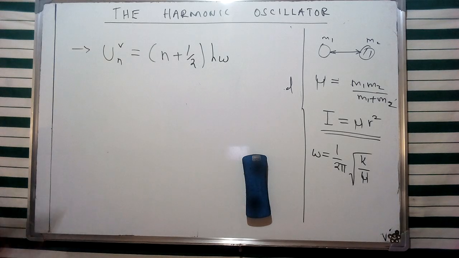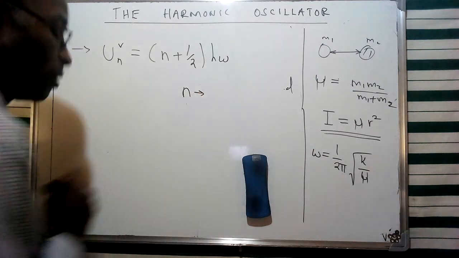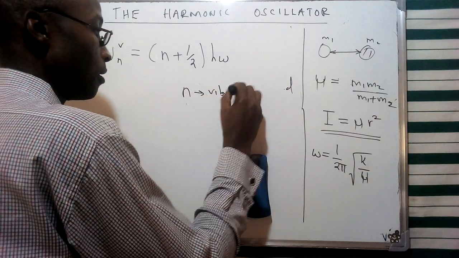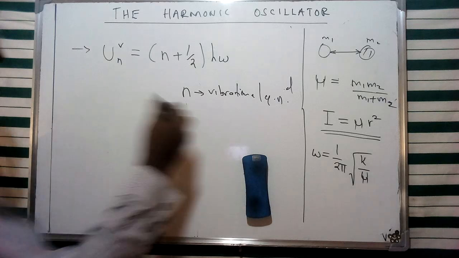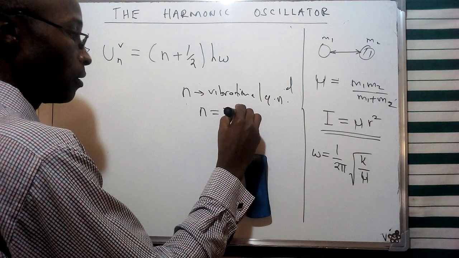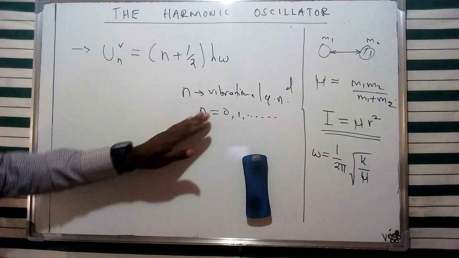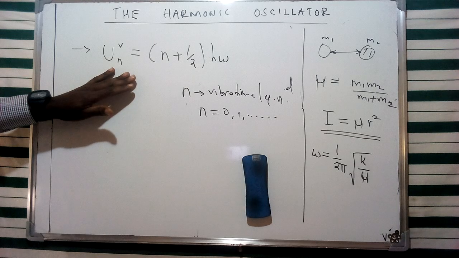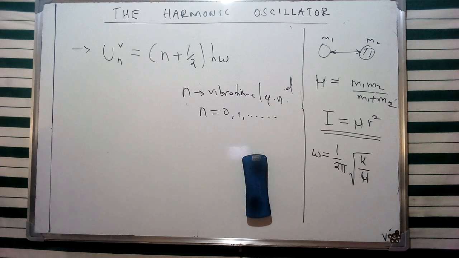In this case, there's an n being included, and n represents the vibrational quantum number, which ranges over the values 0, 1, and goes on as such. Therefore, this is a general equation from Schrodinger's equation describing the allowed energies of this harmonic oscillator.